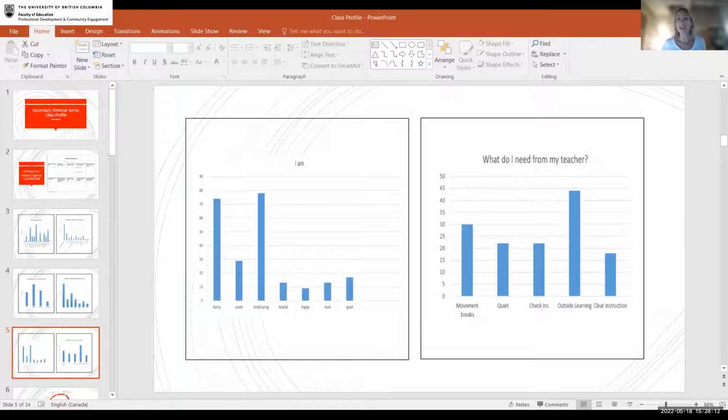So here's the thing: we actually want to honor that and provide opportunities for kids to be funny. They're going to be funny, whether it's good, bad, or otherwise. So let's actually provide those opportunities. They say that that's who they are, so let's honor that. And we are also kind and caring. What do I need from my teacher? Well, outside learning, 45% of them said that. So it looks like we need to go outside and we're probably going to do some sports. So that's just a super quick example of what I worked on with a teacher at the grade 4 level.